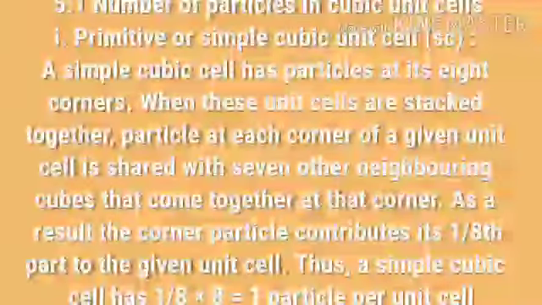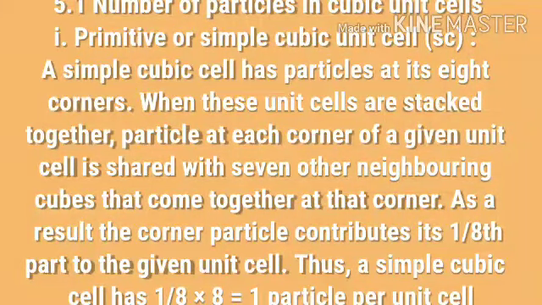Next is number of particles in cubic unit cell that help you in numerical. First, primitive or simple cubic unit cell, that is SC. A simple cubic unit cell has particle at its 8 corners. When these unit cells are stacked together, particle at each corner of the given unit cell is shared with 7 other neighboring cubes that come together at that corner. As a result, the corner particle contributes its 1/8 part to the given unit cell. Thus, a simple cubic cell has 1/8 × 8 = 1 particle per unit cell.